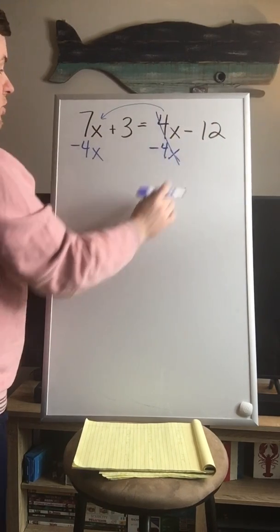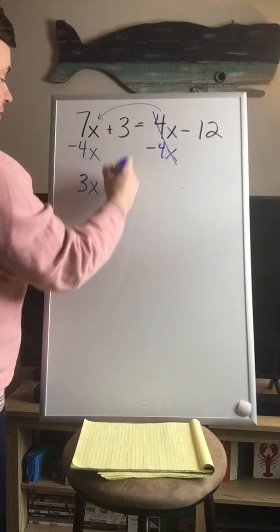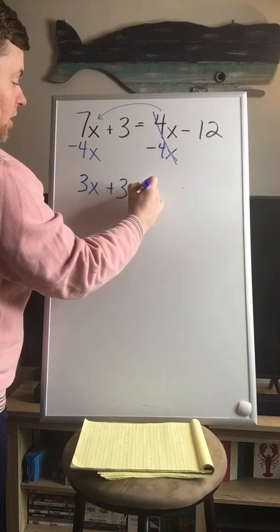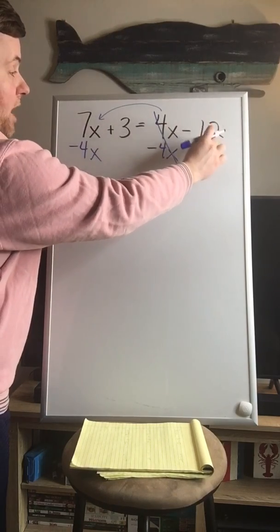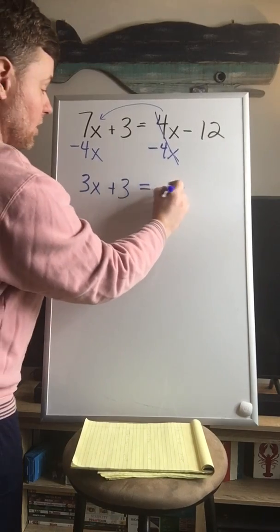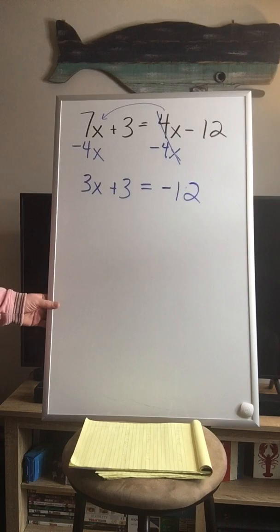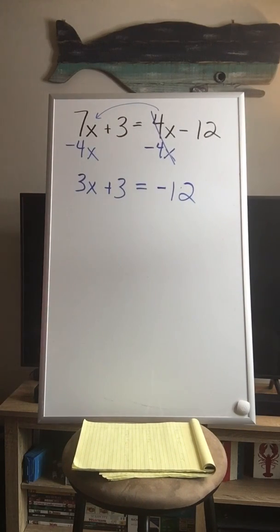So this now goes away. 7 minus 4 is 3x. I still have the plus 3. And now on this side of the equal sign, all I have is the minus 12. Remember, that minus goes with the 12. You have to keep the minus there. Minus 12. Okay? And now we're in an equation that you should be pretty comfortable solving.